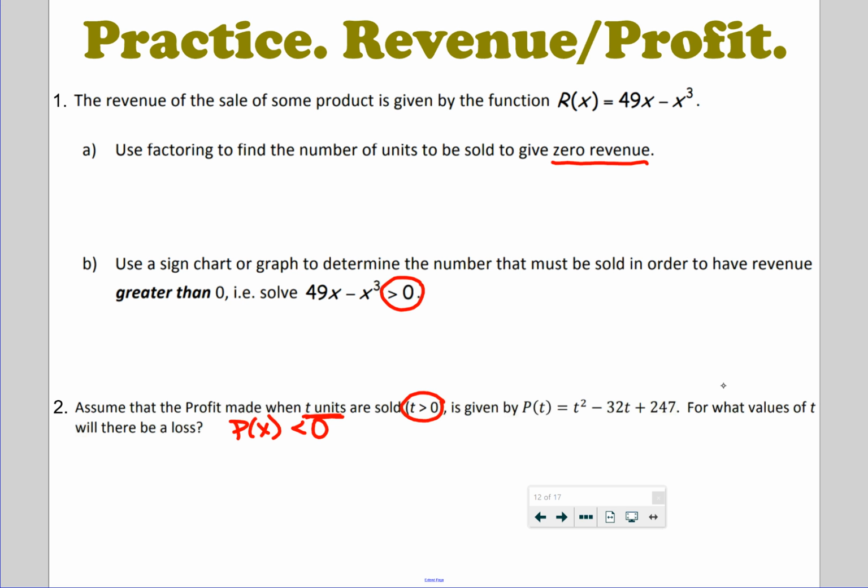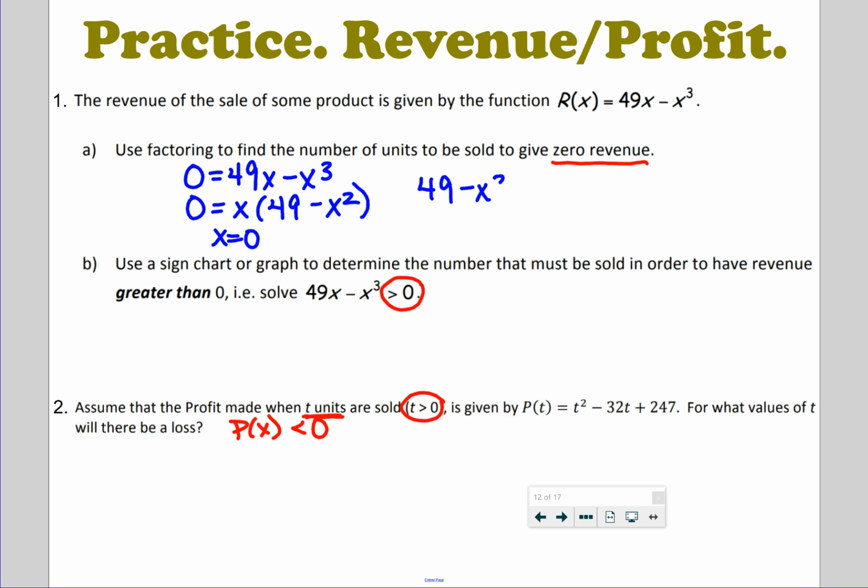Okay, so to find when we have a 0 revenue, we're going to set it equal to 0. And we're going to factor. These terms have something in common. I can factor out an x from each of them. And then I can set each of my factors equal to 0. If I set x equal to 0, we just get 0. If I set 49 minus x squared equal to 0, you can solve using your root method from before.